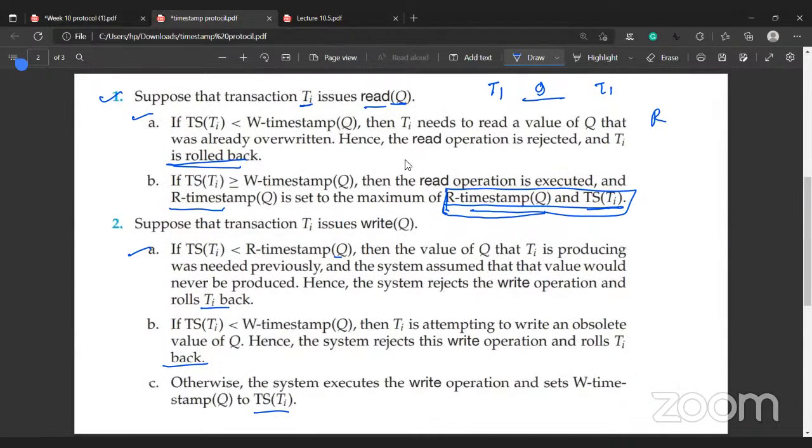If transaction Ti issued a read operation, we are checking only one condition. While if transaction Ti issued a write operation, we are checking two conditions. Why? Can anyone tell why we are checking two conditions, read timestamp and write timestamp also, while issuing a write operation? Anyone?